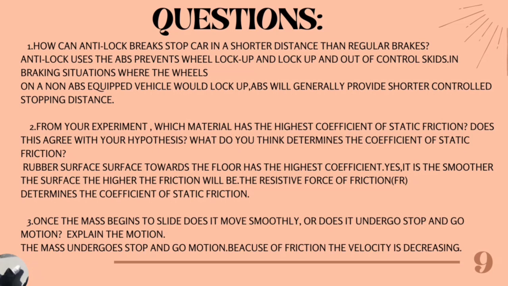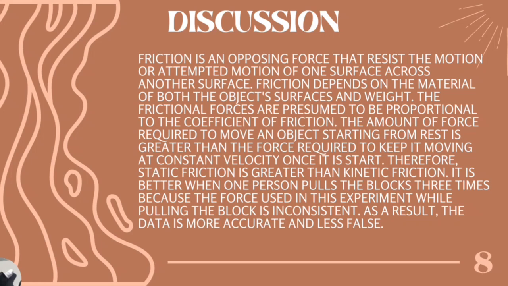Question 3. The mass undergoes stop and go motion. Because of friction, the velocity is decreasing. Friction is an opposite force that resists the motion or attempted motion of one surface across another surface. Friction depends on the material of both the object surface and weight. The frictional force is presumed to be proportional to the coefficient of friction.